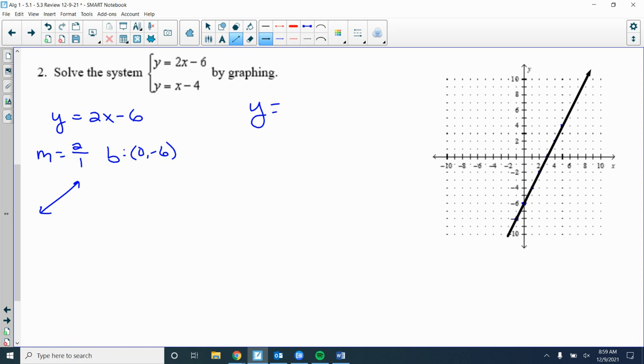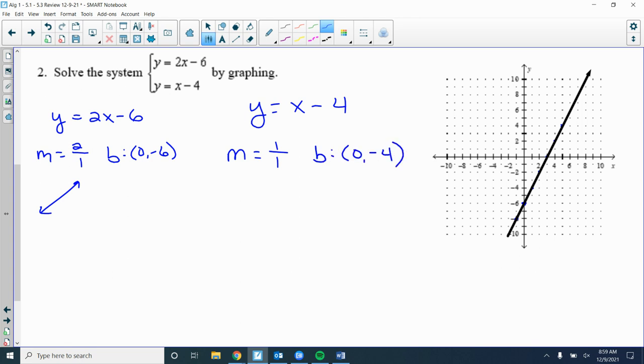Y equals x minus 4. All right, just be careful here. What is my slope for this one? Okay, Zach. 1. And you can write that as 1 over 1. It's not a flat line. Flat line would be no x at all. B, my y-intercept is (0, -4). It is a positive slope. So again, this one's going uphill. So start at (0, -4).